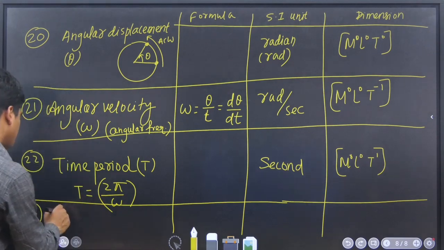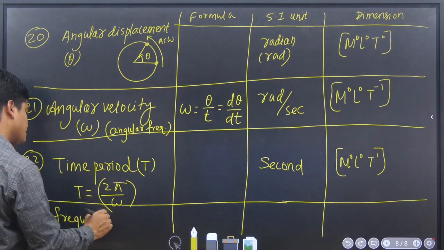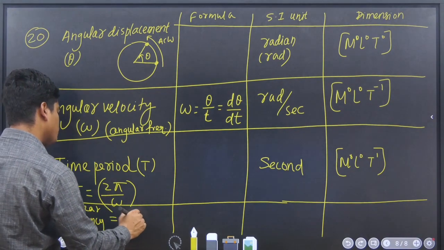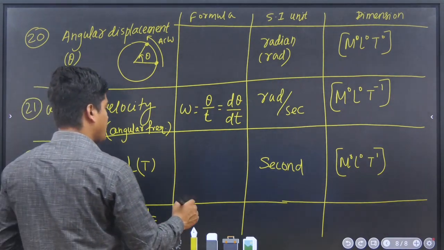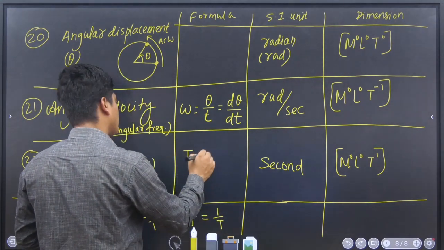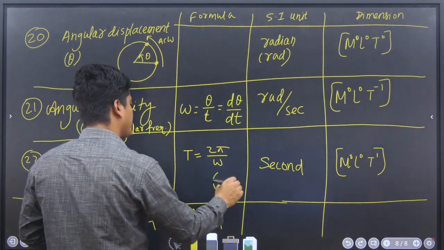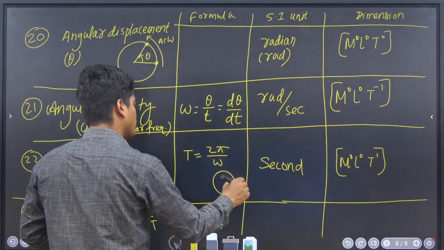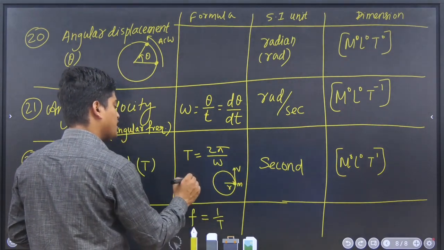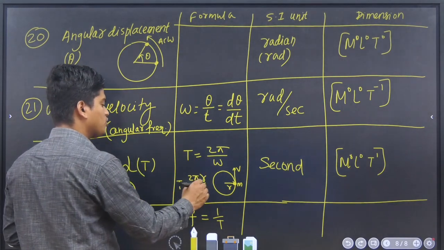So what is frequency? Now it is called linear frequency basically. So let me write, it is frequency, or you can write linear frequency. Linear frequency is f, which is 1 by T, and the other formula you can write, T equal to 2 pi by omega. Or if a particle of mass m is moving with velocity v in a radius r, then the time period you can write as 2 pi r by linear velocity v. This you can also write.